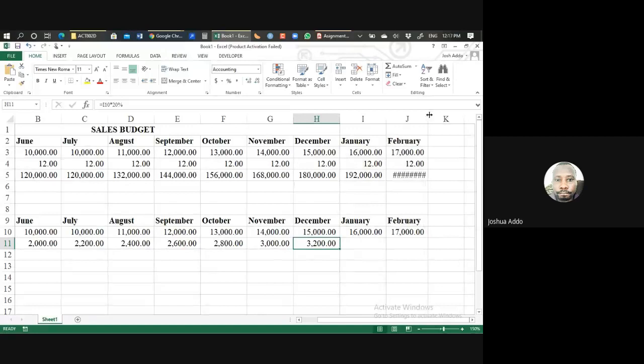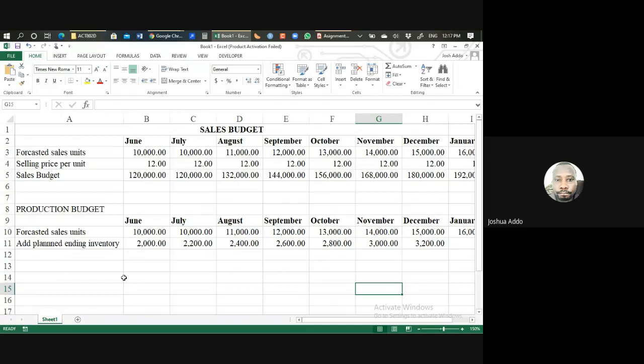I'm only interested in the value for December because that's where the question is confining us to be. But if I want to show the figures for January, I can drag and it will show for January like this. Okay. So this is how we calculate the planned ending inventory. We need to add this to the forecasted sales.